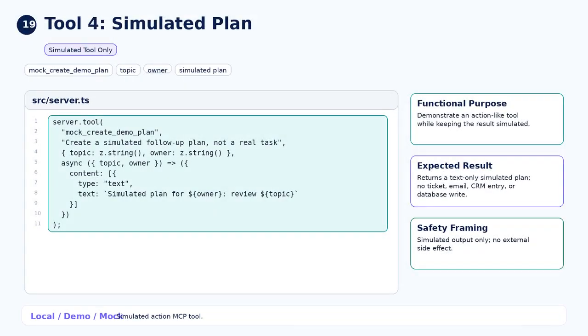This sets up the next important point, Tool 4, Simulated Plan. The fourth tool demonstrates action without external side effects. It receives a topic and owner. It returns a simulated follow-up plan as text. It does not create a real ticket, task, email, or database entry. This shows how action tools behave while keeping the tutorial safe. For production, action tools need stronger controls. For learning, simulated action is enough.